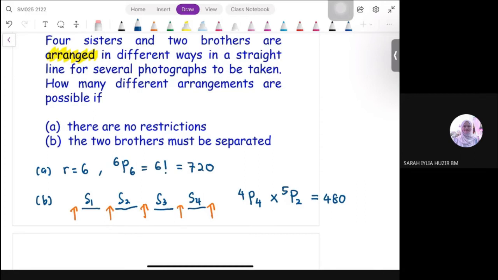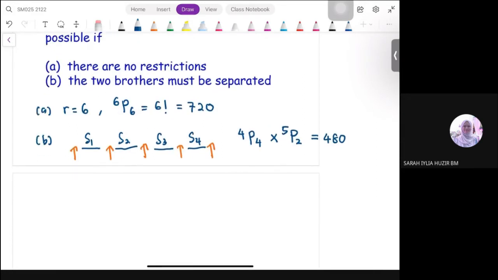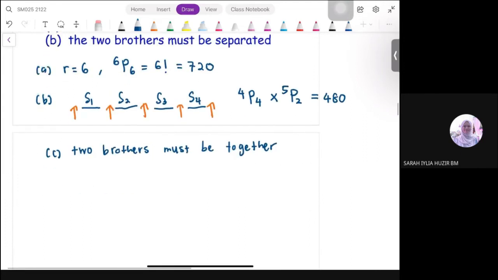Okay. Saya tambahlah soalan. Soalan ni dah biasanya dia package dah tu tau. The two brothers must be separated. Saya tambah soalan C. The two brothers must be together. Tadi dia duduk asing-asing. Sekarang dia mesti duduk bersama-sama. Dia mesti duduk side by side. Okay. So, if this happens, kita akan assume dia ikat sebagai satu tempat. Kita anggap dia bersama-sama. Nak alih seorang lagi akan ikut. Dia macam ibarat kembar yang kita ikat bersama.